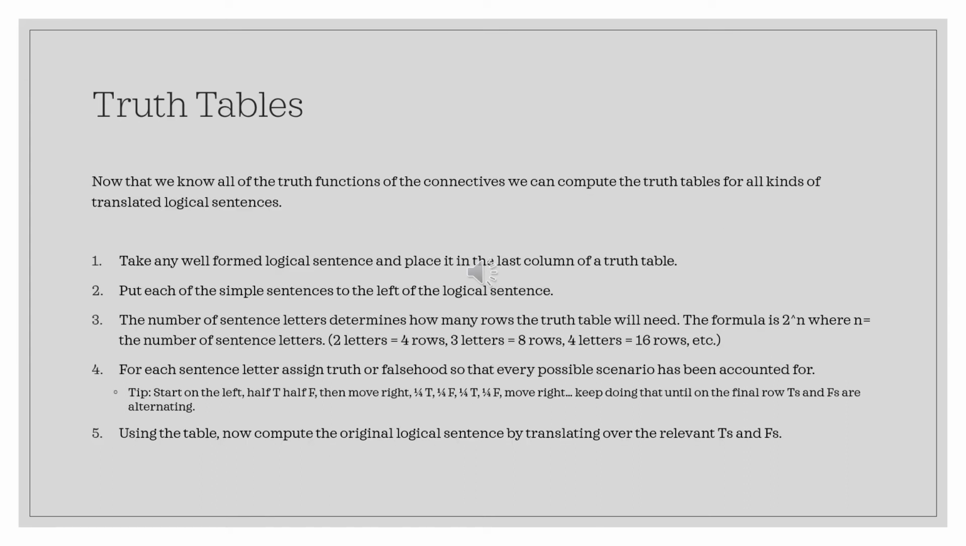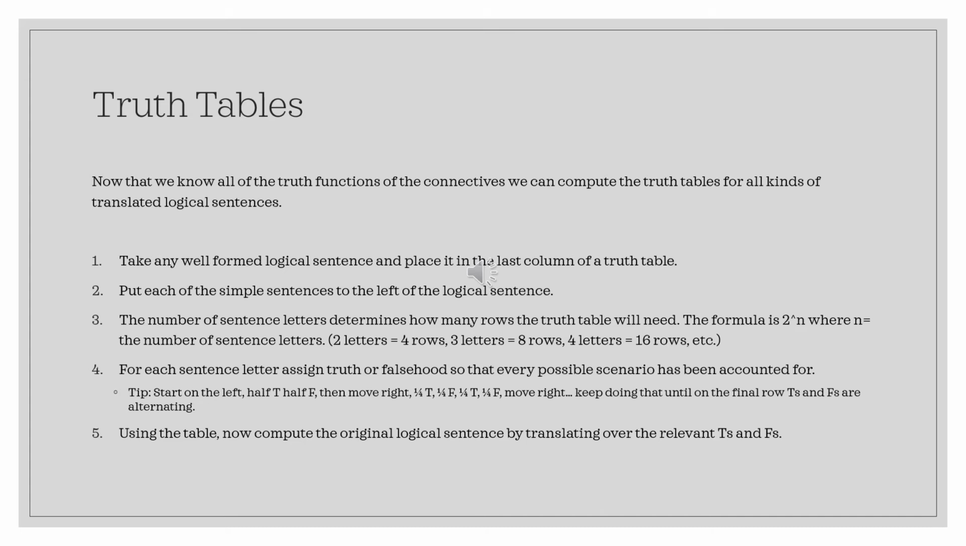All right, now that we know all of the truth functions of the different connectives, we can compute the truth tables for all kinds of translated logical sentences. Now, the way that this is going to work is through a multi-step process. Take any well-formed logical sentence and place it in the last column of a truth table. Then put each of the simple sentences from that logical sentence to the left of the logical sentence, by themselves. The number of sentence letters in the well-formed sentence you're interested in is going to determine how many rows the truth table is going to need.